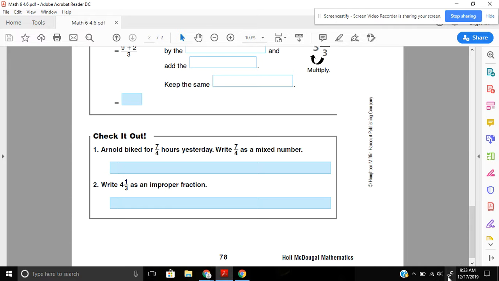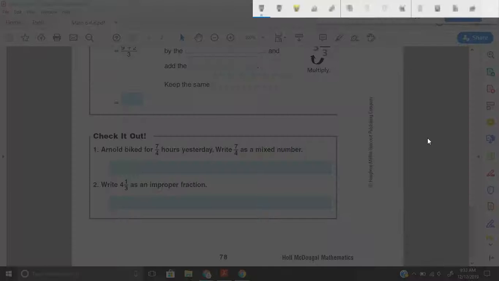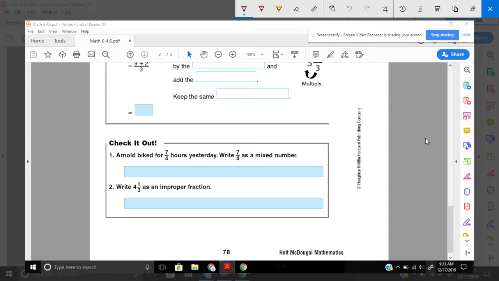All right, lastly, finish by doing the 2 check it out problems. Please pause the video first and then come back to check and see if you got the same answer. All right, number 1, Arnold biked for 7/4 hours yesterday. Write it as a mixed number.